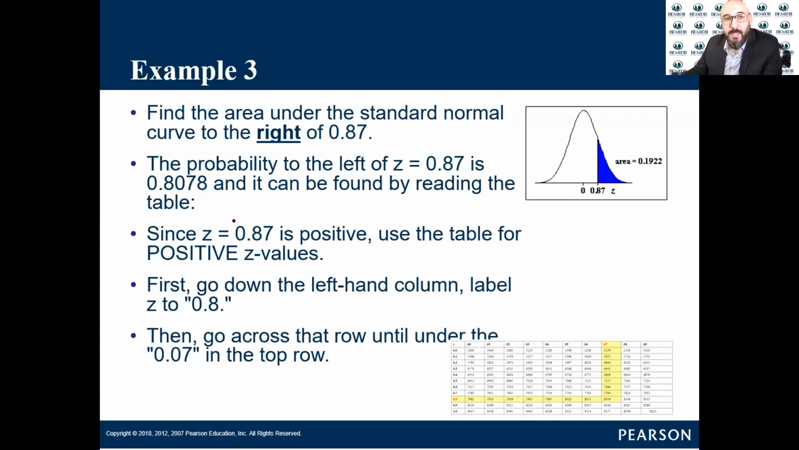All right, here's an example. Find the area under the standard normal curve to the right of 0.87. The nice thing about this example is that they already give us the z-score, 0.87. So we don't need to find the z-score, because it is already a standardized score, not a raw score. It's a z value. So we need to find the area to the right of 0.87.